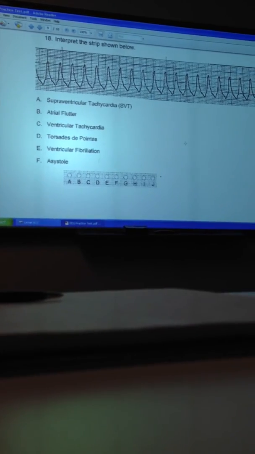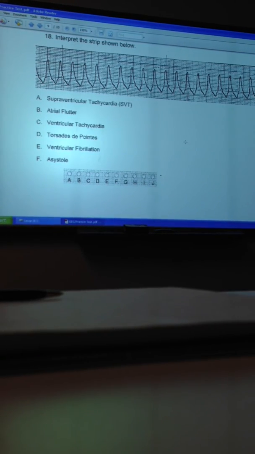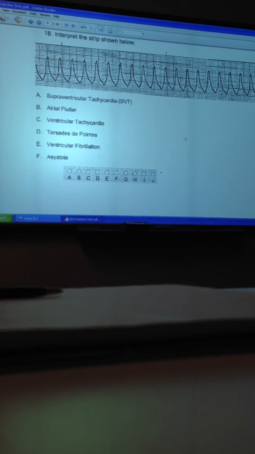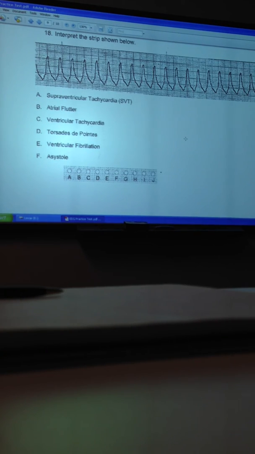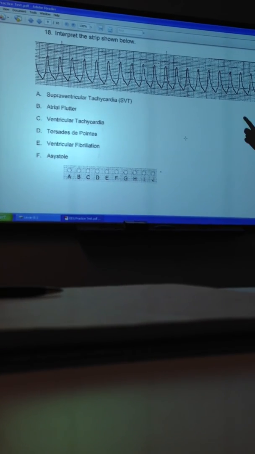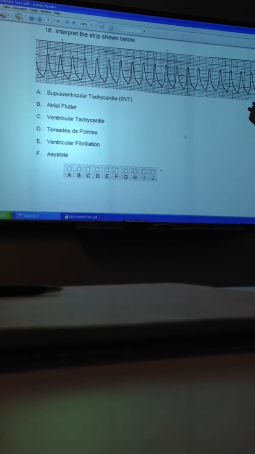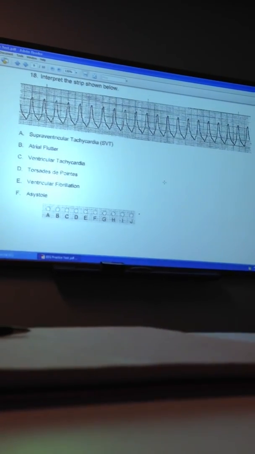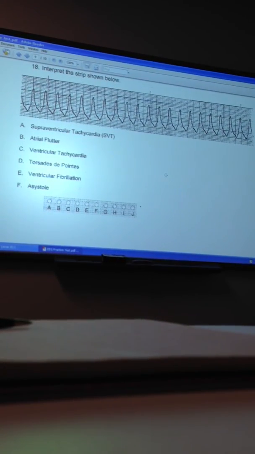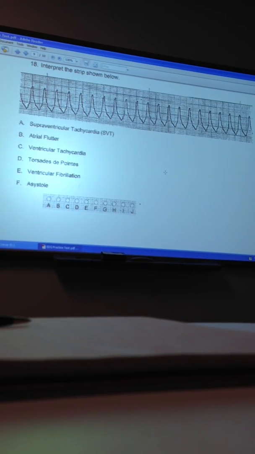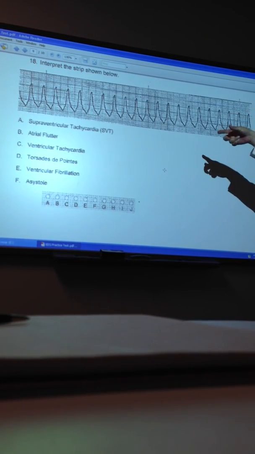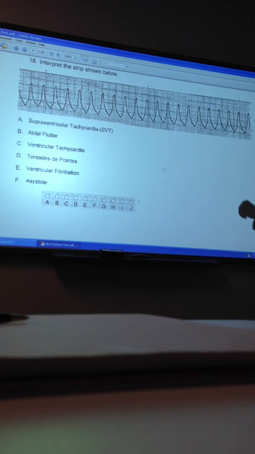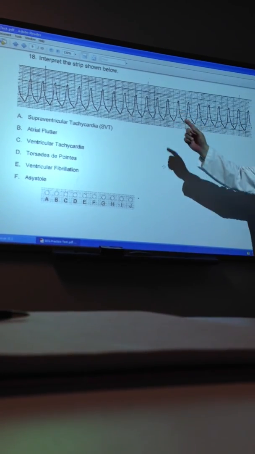What I got? D. C. C. Oh, that's right. Picket fence. When I said picket fence, what I was talking about? V-tac. It's not torsades, not the twisting up and down. You're getting smaller, bigger. SVT. This is ventricular tachycardia. Wide, very wide, so we know this came from the ventricles.